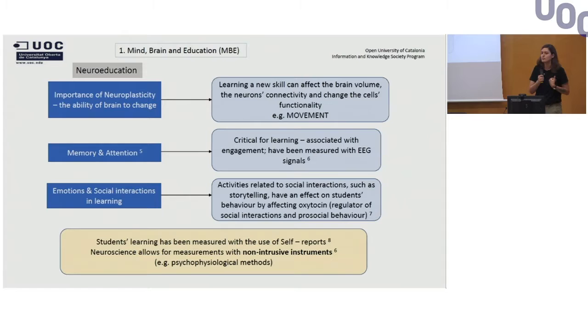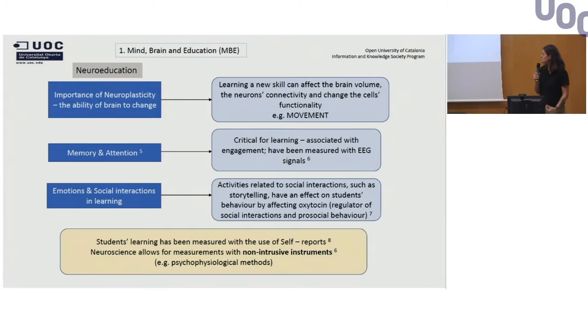It also talks about memory retention, how this is affecting learning, and how emotions and social interactions also affect learning. There has been research on storytelling in Waldorf children, which shows that oxytocin, the regulator of social interactions, is higher when they're actually looking at something. We usually measure these things with self-reports, or we just observe. But neuroscience can actually give us a way with non-intrusive instruments to measure them.